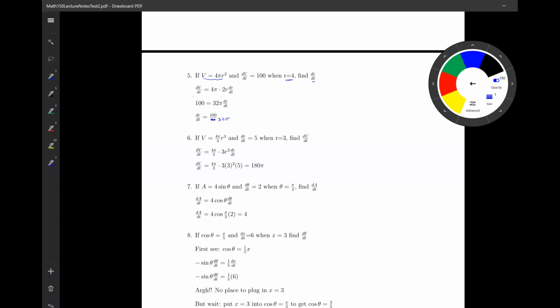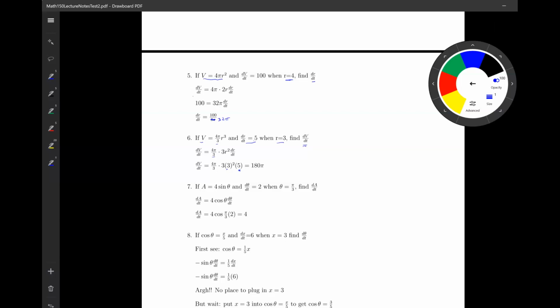All right, let's go to the next one. So here's dr over dt. R is 3. Find dV over dt this time. So again, take the derivative, carry the 4/3 pi along, take the derivative, 3r squared dr over dt. Substitute dr over dt is 5 in there. Substitute r equals 3 in there, and I get 180 pi.